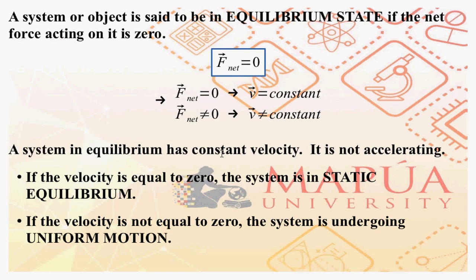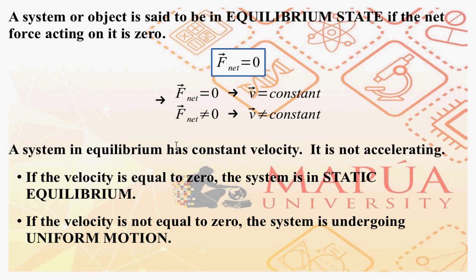On the other hand, if the net force is not 0, if the system is not in a state of equilibrium, F net is not equal to 0, then the acceleration is not equal to 0, the velocity is not constant. So, a system in equilibrium is characterized by constant velocity. It is not accelerating.